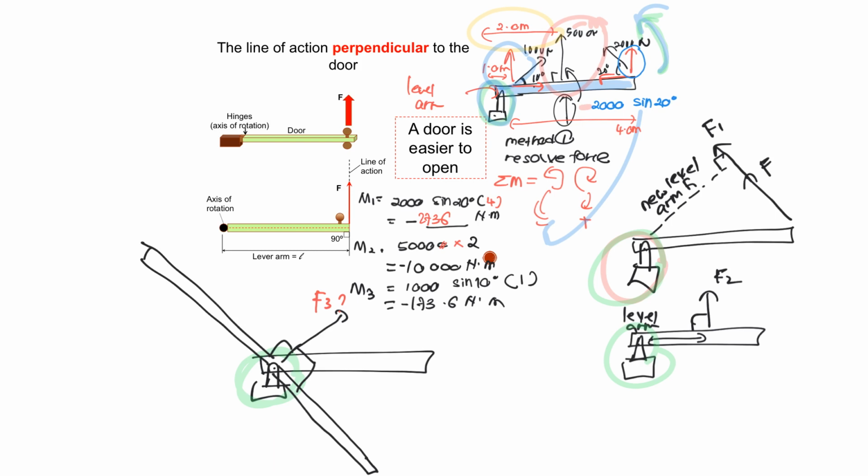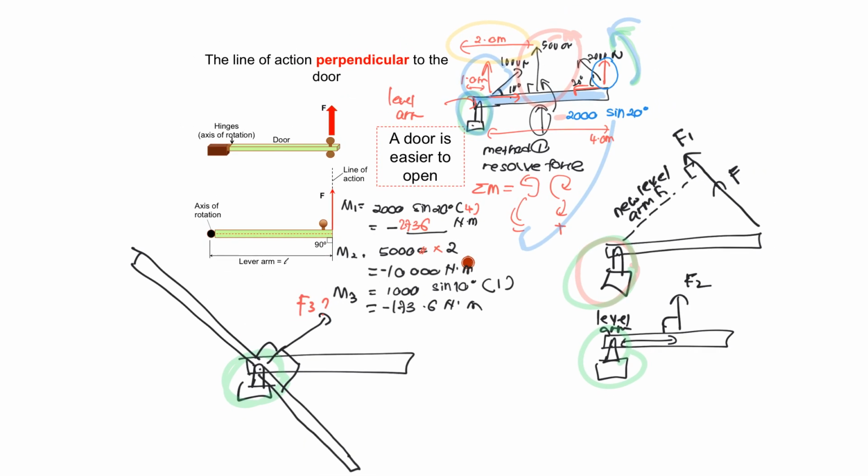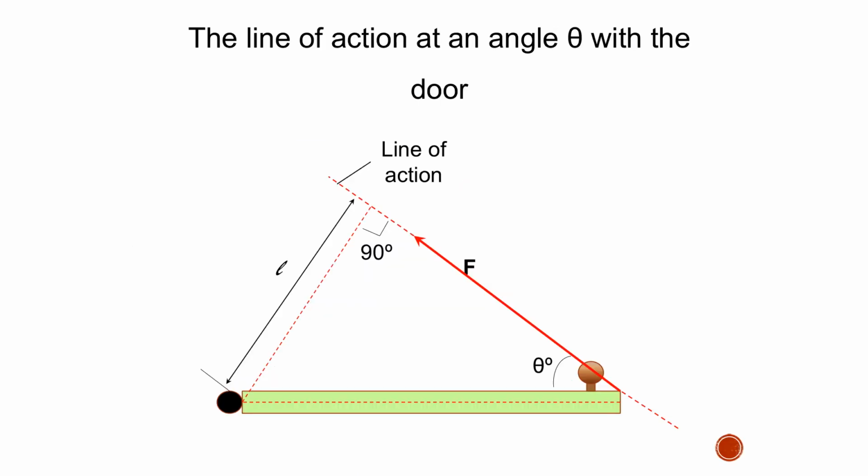But like I mentioned before, it's quite hard for you to find the new lever arm. So that's why for your level, I think it's better for you to stick to just resolving force and using the lever arm. It's pretty easy compared with method 2. Okay, let's proceed to the next one.